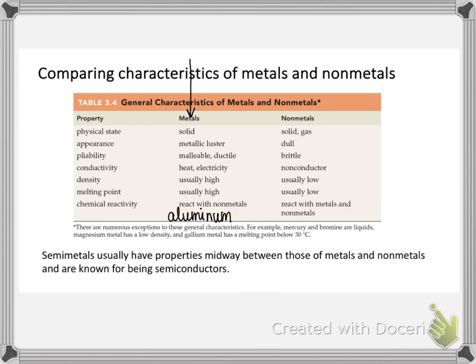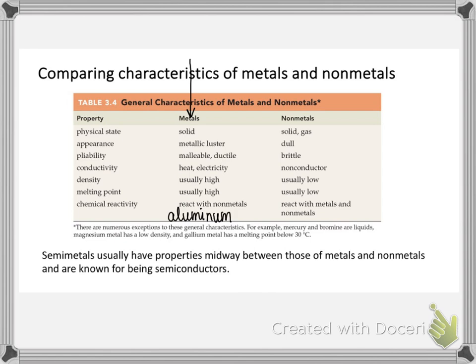Pliability, the third one down. Malleable and ductile. Malleable, you can look it up, but it means you can put it into shapes, like you can form shapes. Ductile is the property of being able to be pulled into a wire so that you can have wires. Conductivity means it conducts heat and electricity. Metals conduct both heat and electricity.